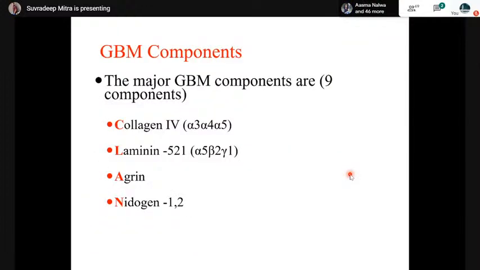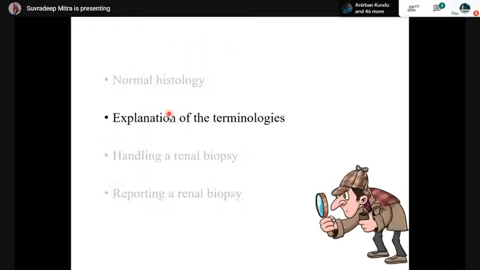Other than that, there are a lot of structural proteins in the form of collagen, laminin, agrin, and nidogen. And I'm not going into detail of the structural protein, but just remember that it's the collagen type 4 which remains in the glomerular basement membrane. So with that, I would like to go through a little bit of terminologies that you come across very regularly during reading the renal pathology.